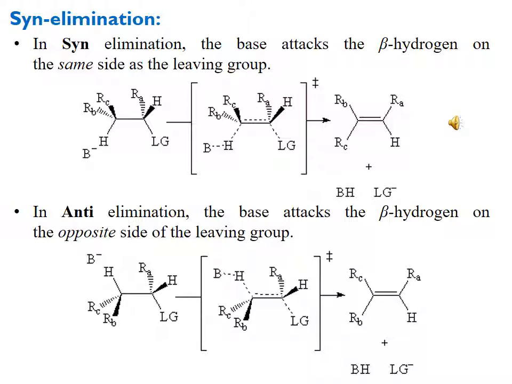Here in case of selenoxide, we see that the oxide ion acts as a nucleophile which attacks the beta hydrogen and is converted into an OH group. So this can only happen if the beta hydrogen and this selenoxide are on the same side of the molecule. So therefore this elimination is known as syn elimination reaction.